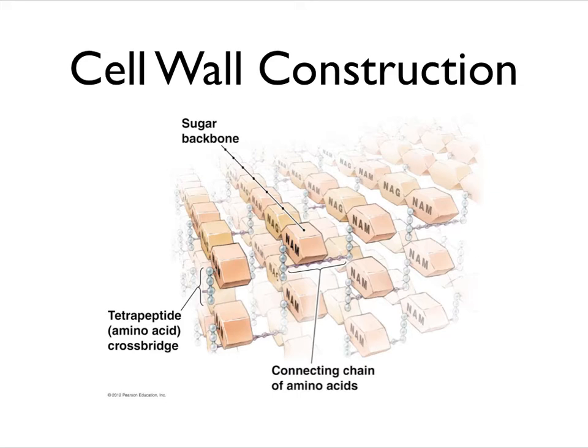Then the strands are cross-linked together by these peptides. What you actually have is a tetrapeptide cross bridge. Then you have a connecting chain of amino acids that link these tetrapeptides together. So it's not a full protein, but it is what we call a polypeptide.